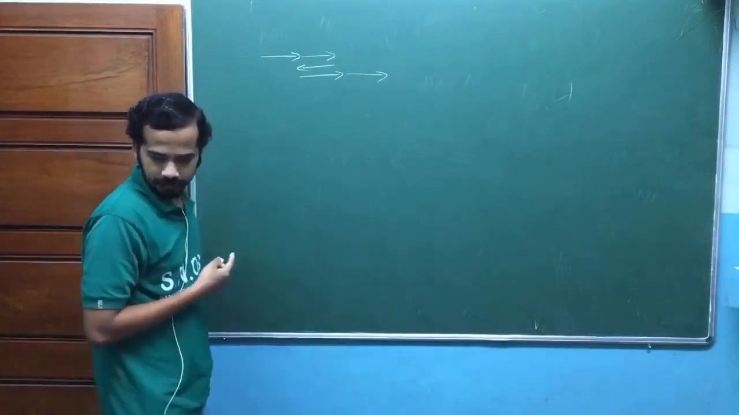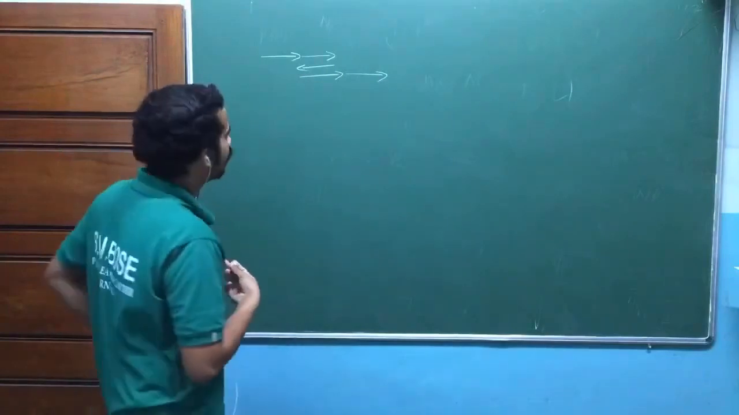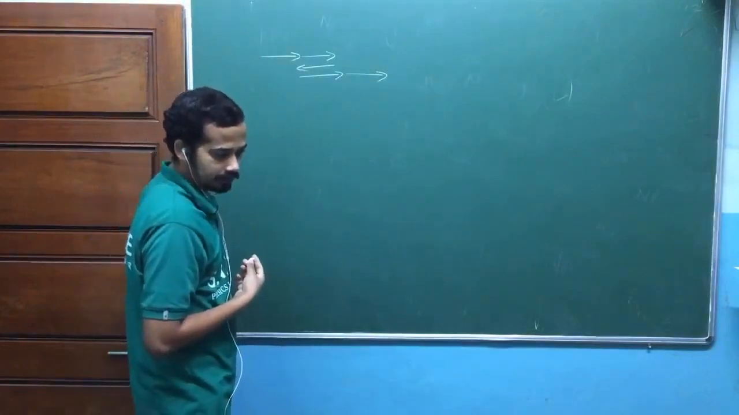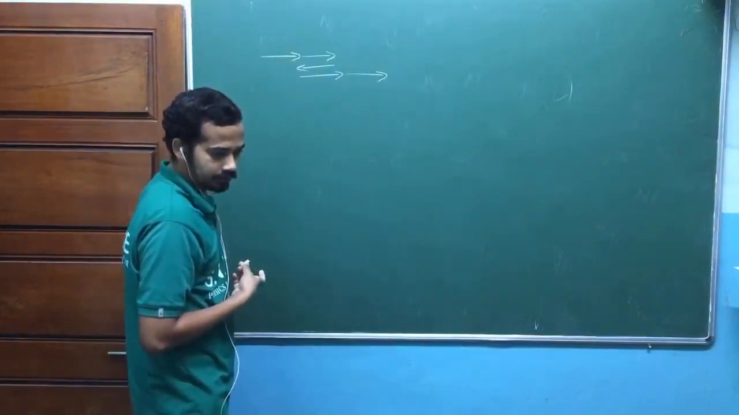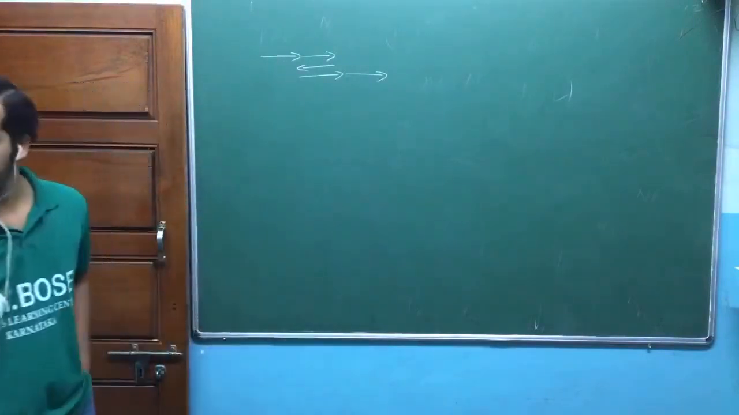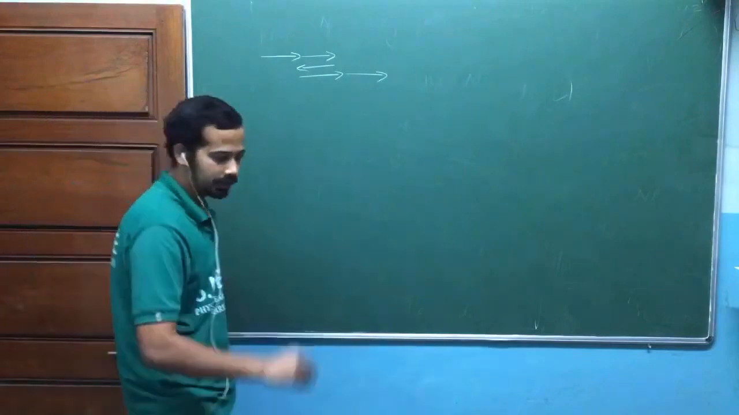I think this is a problem from YK Lim. Wait a second. What I'm thinking is, each of these arrows is a molecule. Is that okay? Let me assume it like that.